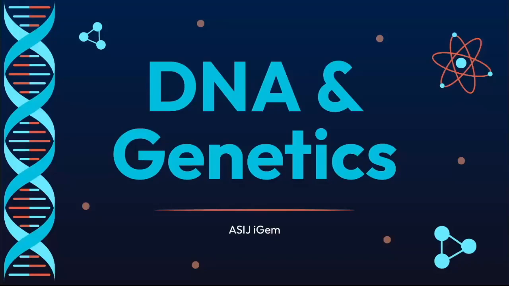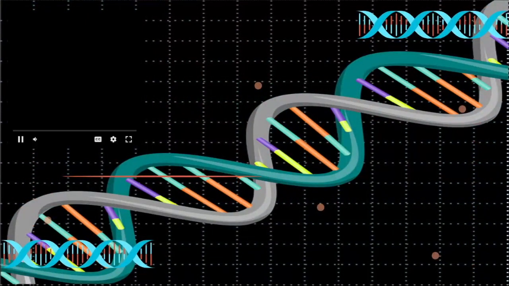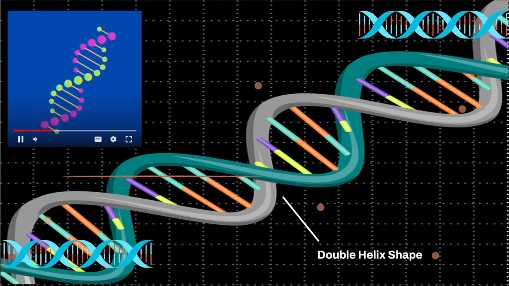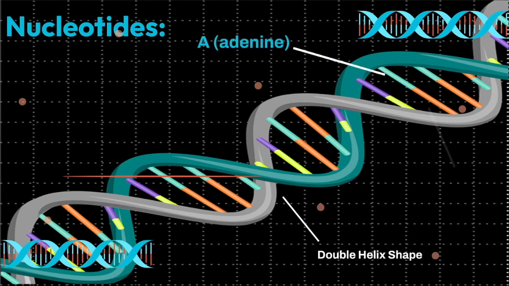DNA. You've probably heard of and seen it before. But what is DNA? What does it do? DNA has a double helix shape, resembling a twisted ladder. Each rung is made of nucleotides, of which there are 4 types: adenine, cytosine, guanine, and thymine.